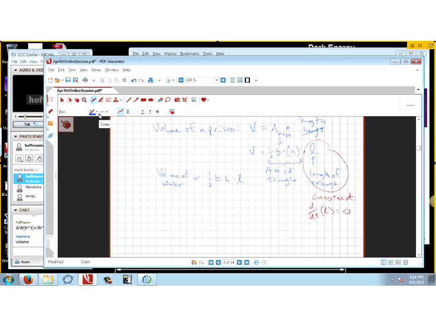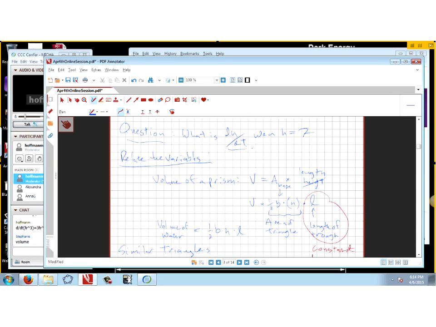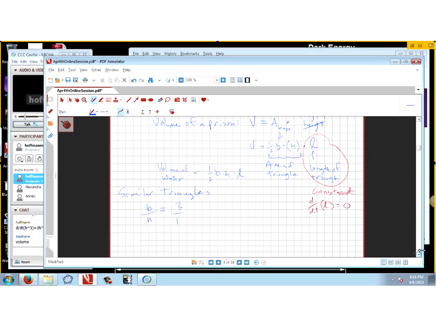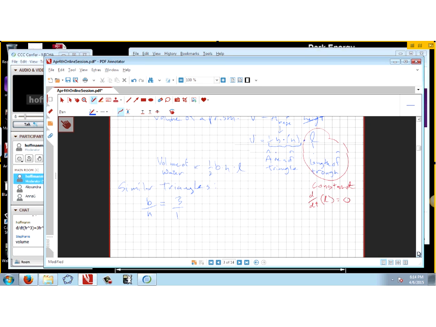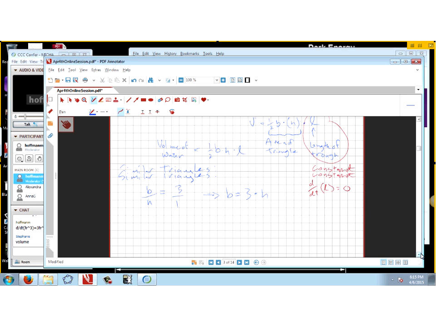The last thing is we can relate the base and the height because we have similar triangles, which that diagram up there shows you. Notice that the base is to height as 3 is to 1. Now I'm going to be more careful this time, and go up to the question we wrote down. We want dH/dt, right? So we're going to substitute for B to get rid of it. That means B is equal to 3 times H.